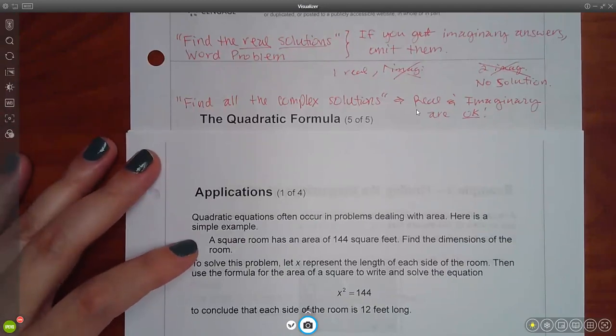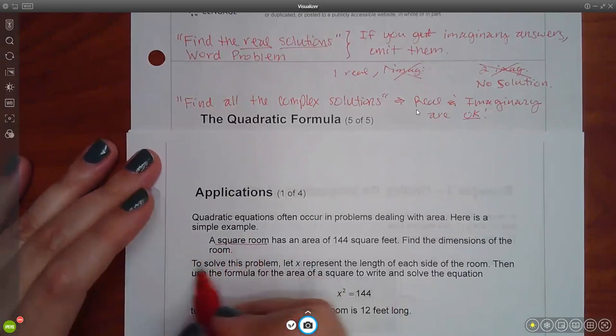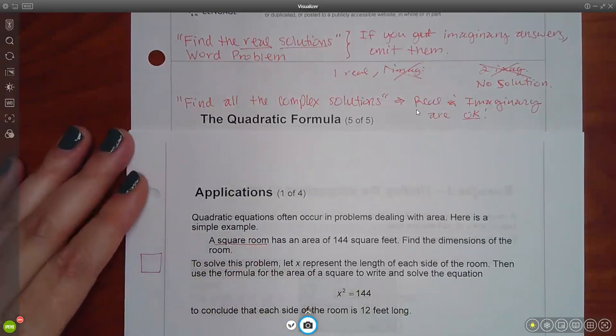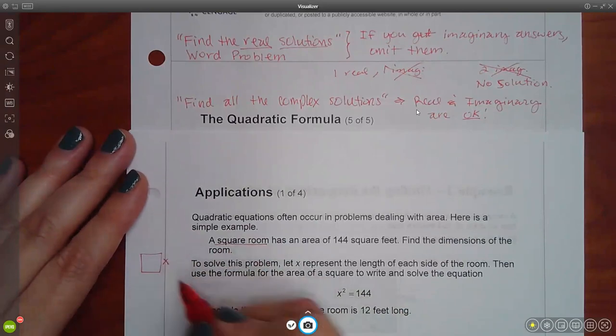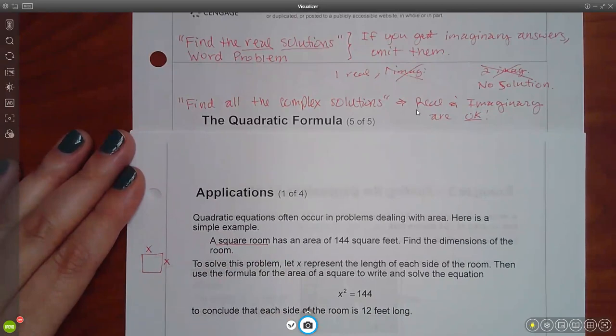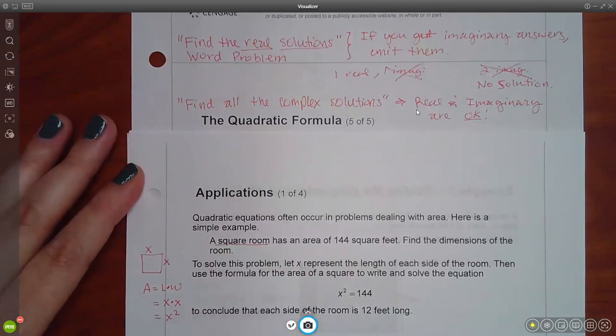Now, it says a square room, so it tells me the shape of the room. It's a square. The square room has an area of 144 square feet. Find the dimensions of the room. So even though you don't know what this side is, because it's a square, you know the other side is also, they're all the same, aren't they? But when I go to calculate area, don't you do length times width, right? And the length here is x, because we don't know what it is. And the width is also x, which is where that x squared came from.